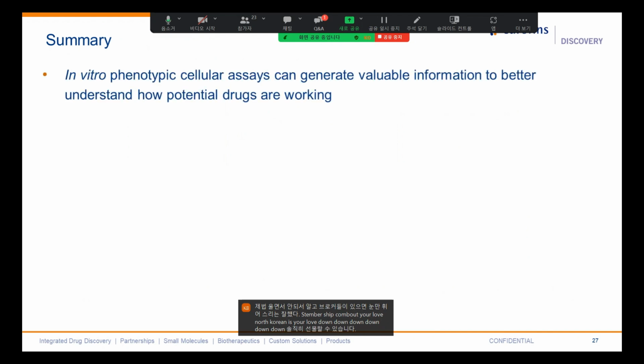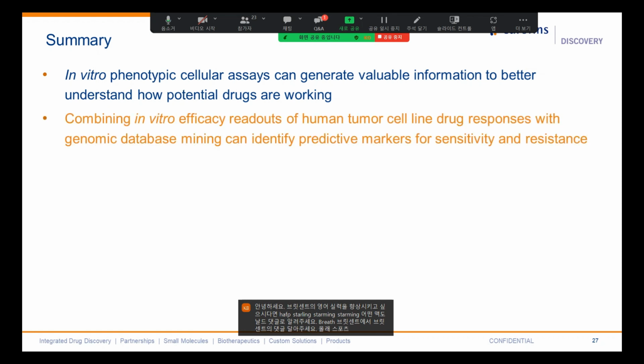So to summarize then, we have a number of in vitro phenotypic cellular assays that can be used to generate very valuable information that help us better understand how a drug is working at the mechanistic level, at the cellular functional level, at the efficacy level, and for predicting genetic biomarkers for drug response, as well as potential toxicity profiles.